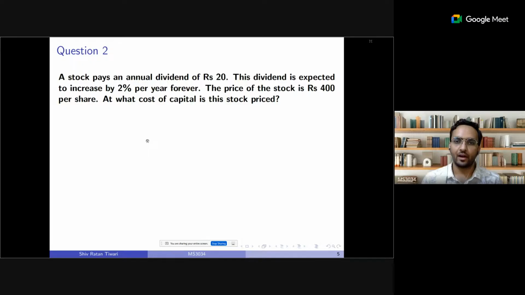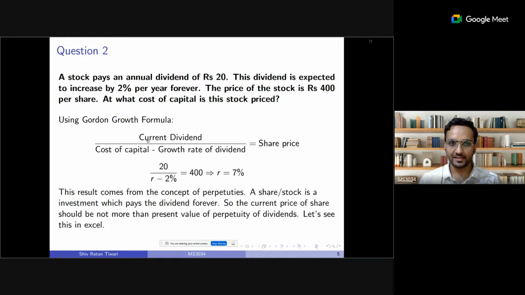Now the current price of this stock is 400 rupees, and if we say this is fairly priced, then at what cost of capital is this stock priced? Here we apply the perpetuity formula, from which the professor derived the Gordon growth formula for stock valuation. It says the current dividend divided by the cost of capital, or the prevailing discount rate, minus the growth rate of dividend, should be equal to the current share price.